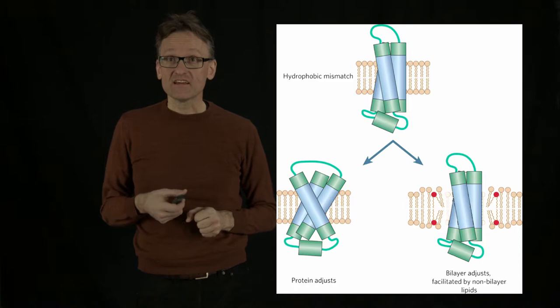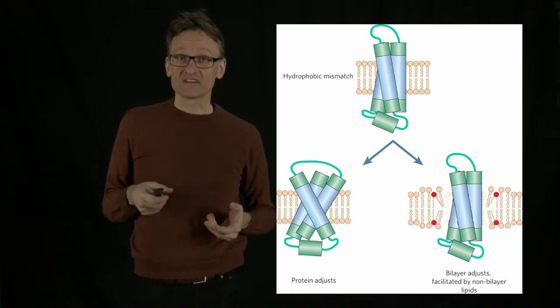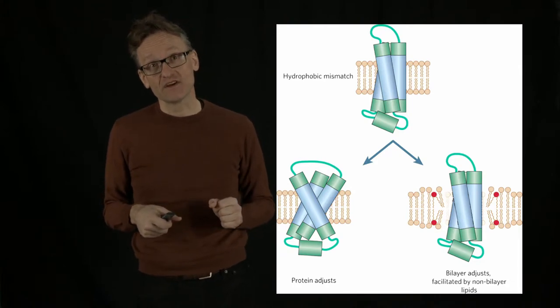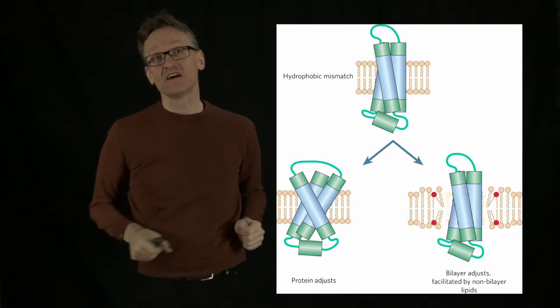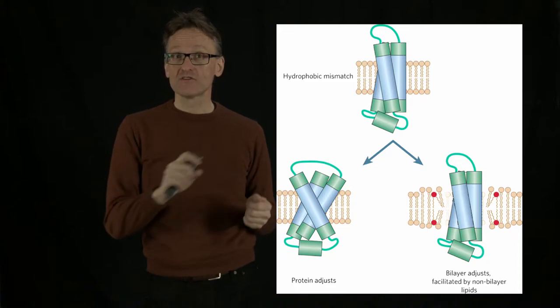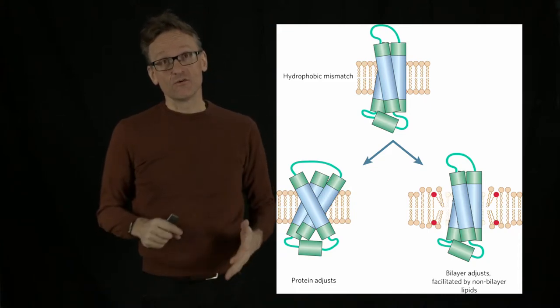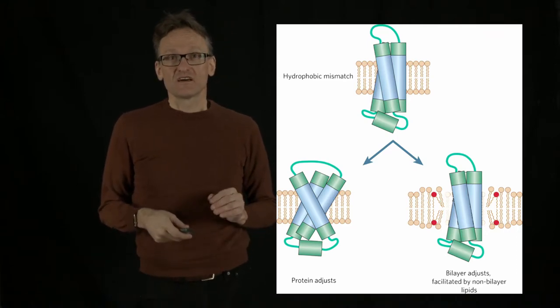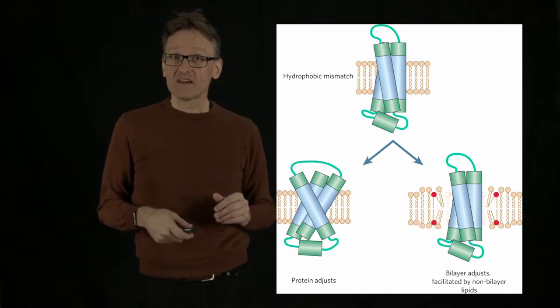In fact, tilting helices is great for packing helices. That has to do with the way the side chains are organized in an alpha helix. If you put them in a parallel fashion, side chains would in general bump into each other, but if they're slightly tilted, the ridges of one helix will fit into the grooves of another helix. And here, the lipid environment might actually help that.